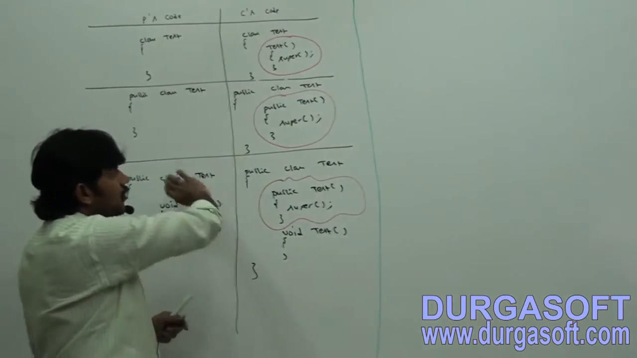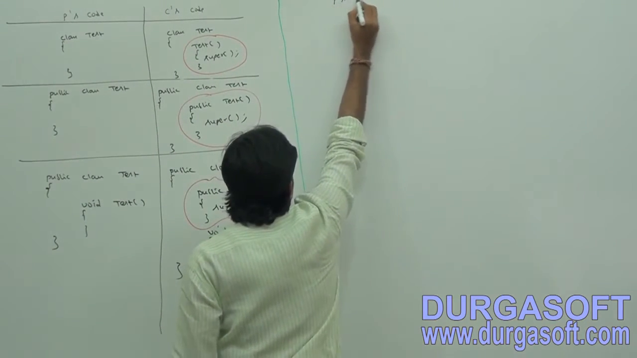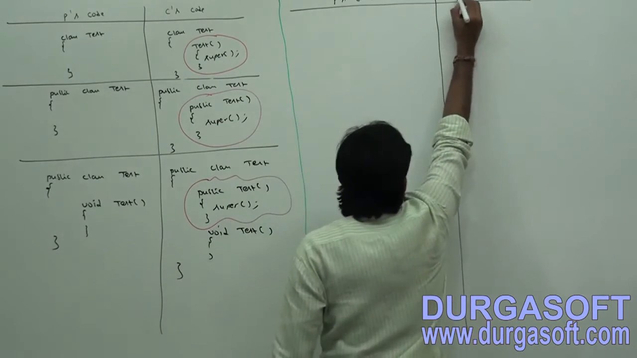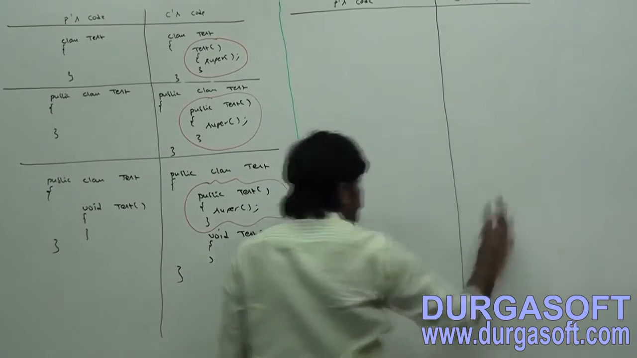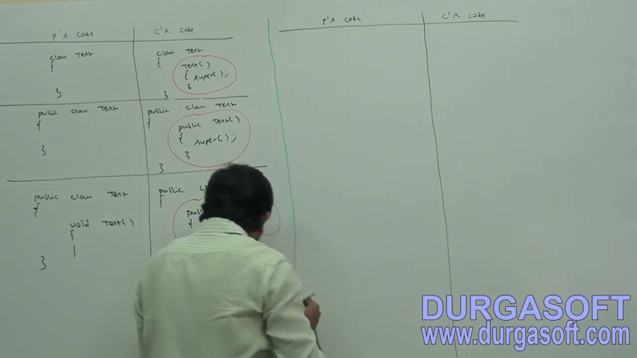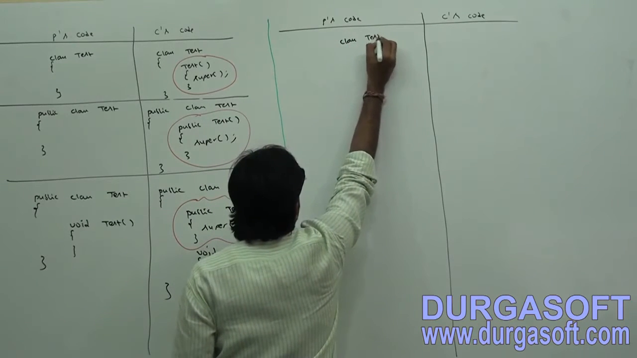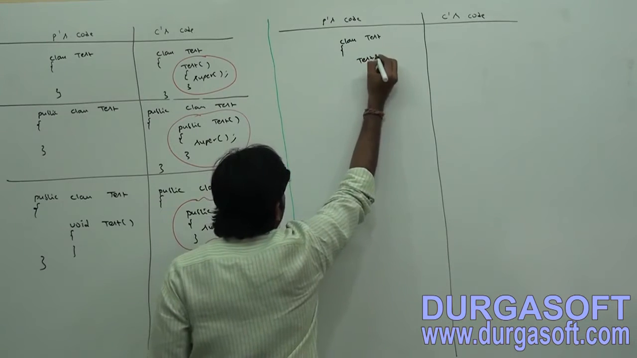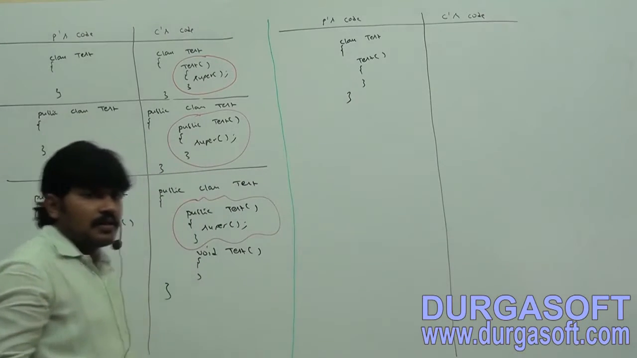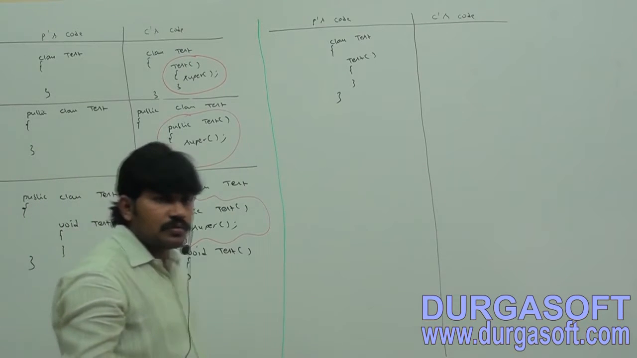Now once again the same table, let me continue. Here P code, programmer's code, and C code, compiler generated code. Now for P code, here I am taking class test, and I am writing test like this. Can you tell in this example whether the compiler will generate any code?